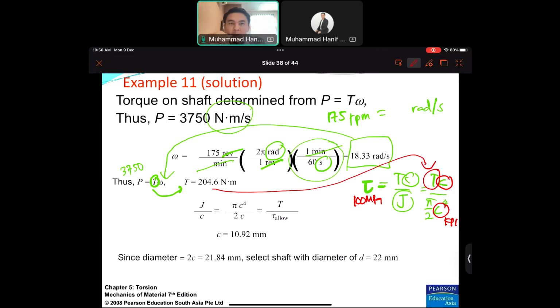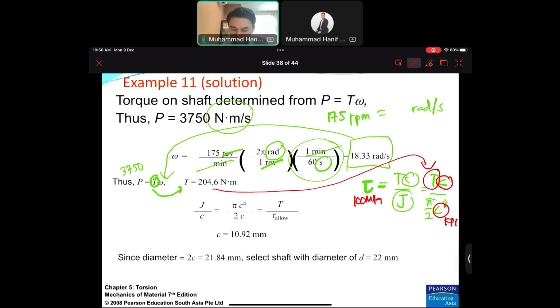So this also happened in test one. You wrongly gave the answer based on the two options. As engineers, we have to make sure that the shaft is safe to be used. So we need to choose the maximum or the optimum diameter. For this case, the optimum diameter is 22. You cannot choose 21. If you choose 21, the system will fail.